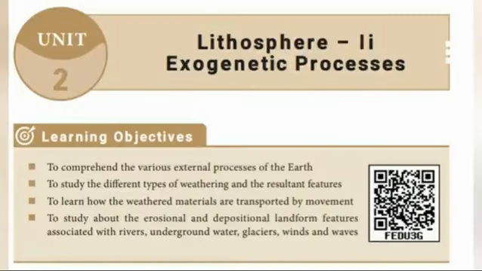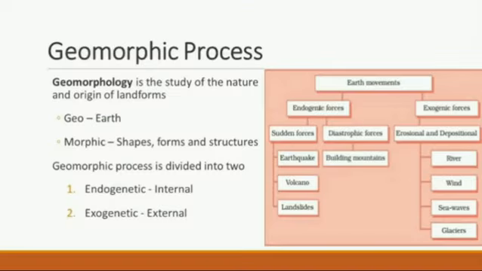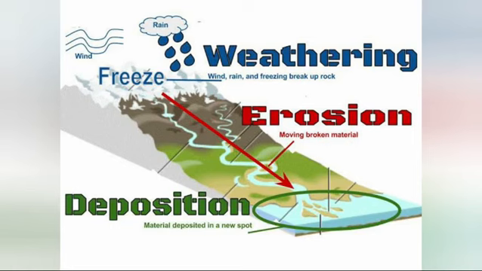So what you have done last time, lithosphere 1, endogenetic. Now it is exogenetic. As the term says, exo, it is an external process. It happens because of weathering, erosion and deposition. So here is a video to explain about the different types of weathering.